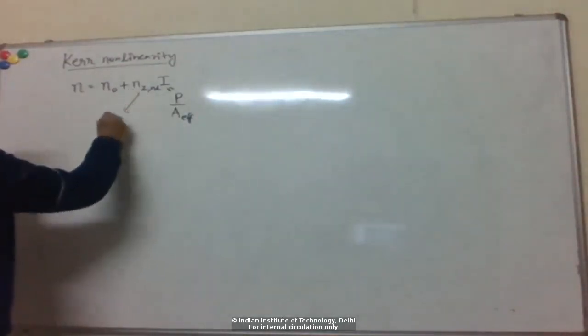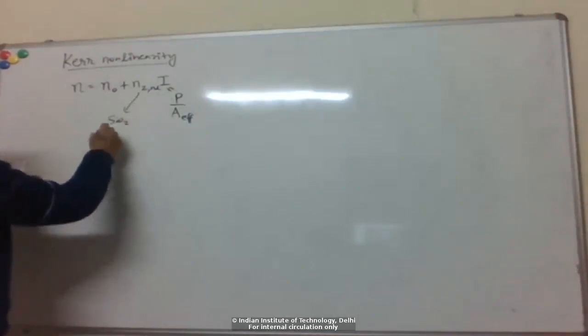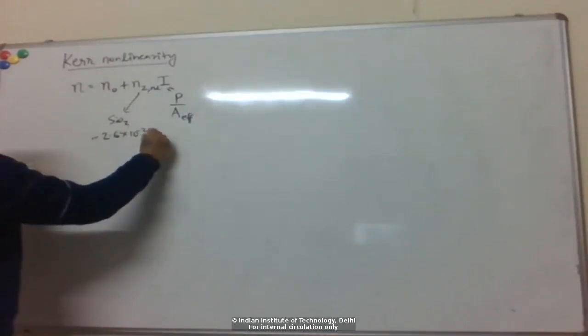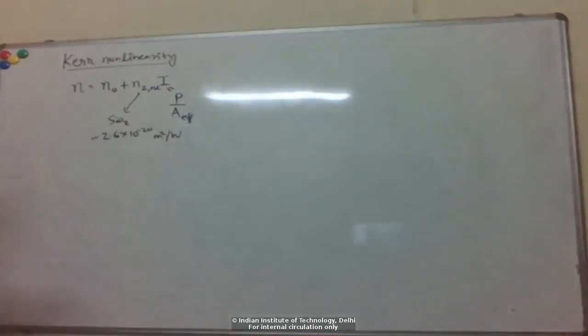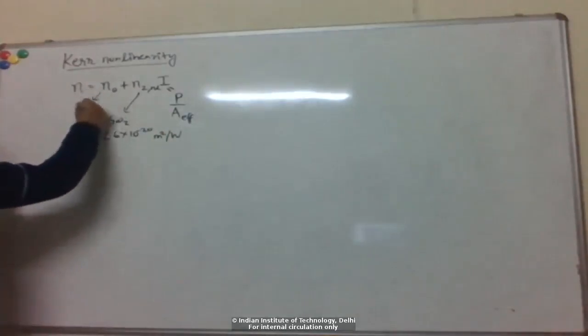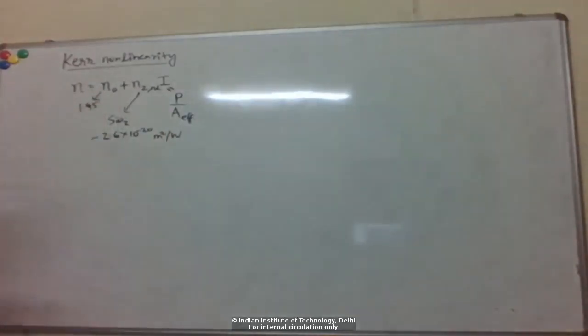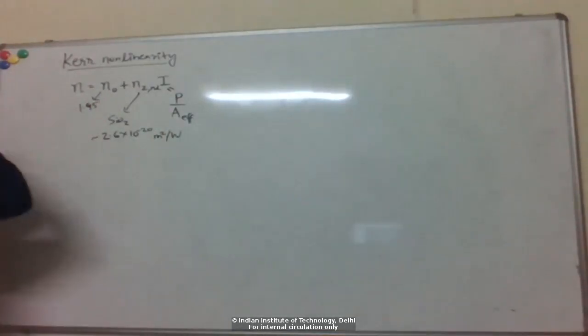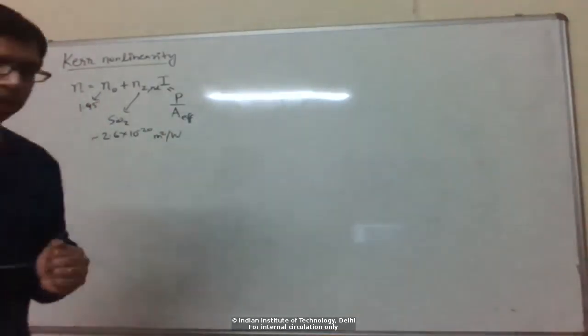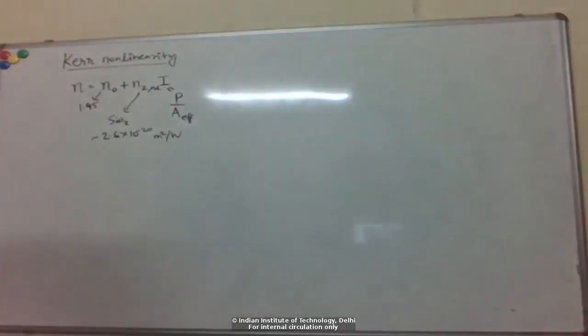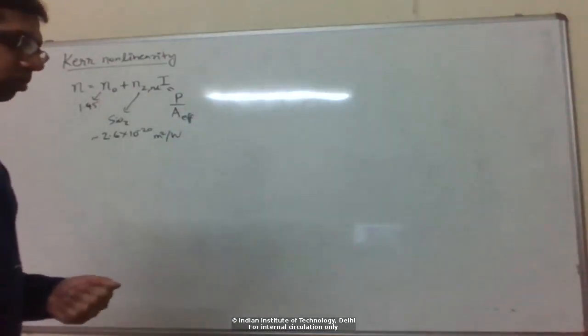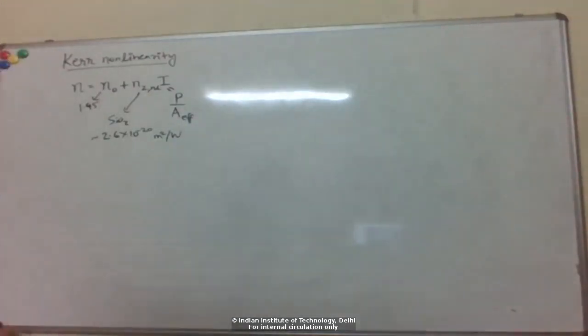For silica glass, this was about 2.6 times 10 to the minus 20 meters squared per watt. And this, of course, is just the bare refractive index, 1.45. Basically this Kerr nonlinearity, or intensity dependent refractive index, gives rise to three main nonlinear phenomena.